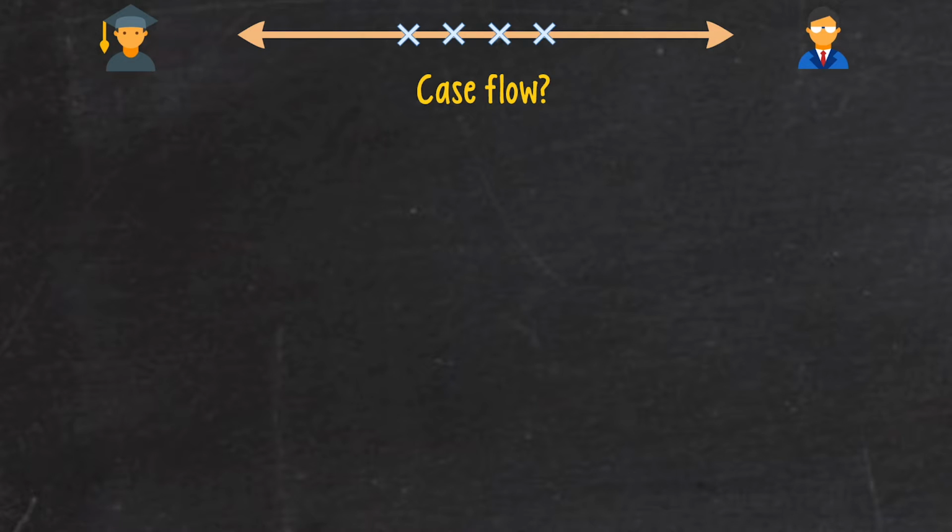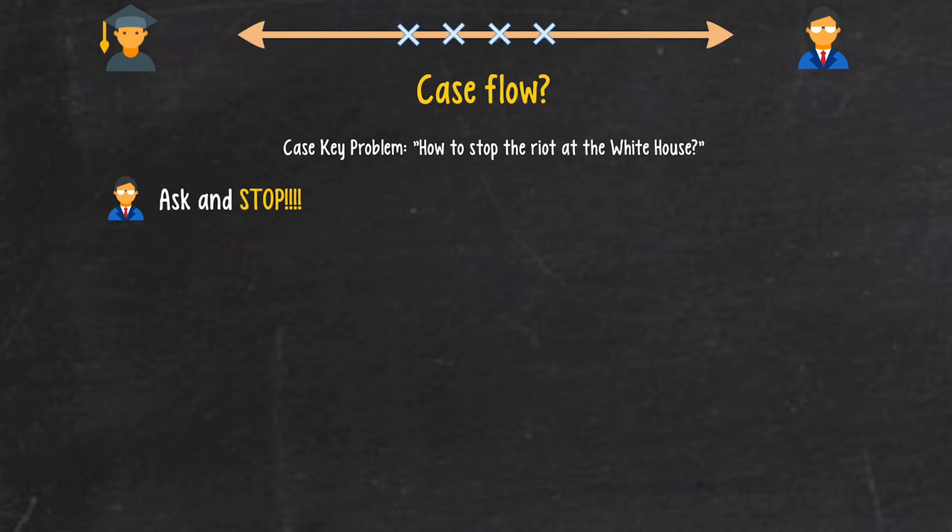Here's an example. How to stop the riot at the White House. If this was a candidate-led case, the interviewer would just say that and stop. You're in the driver's seat now. If you don't push for progress, the case stalls.